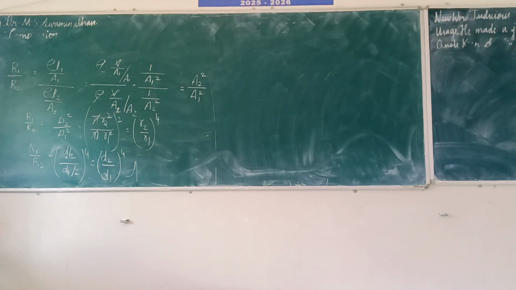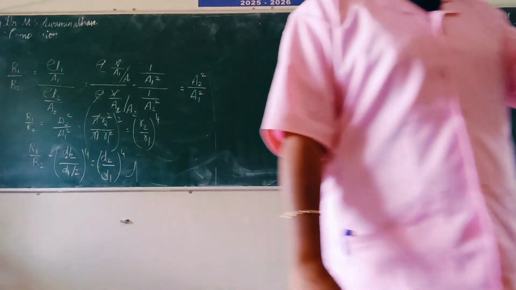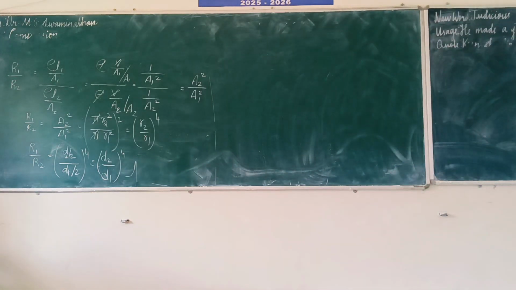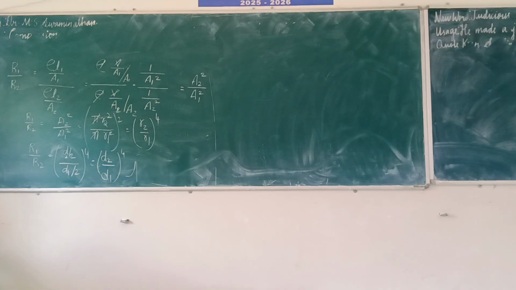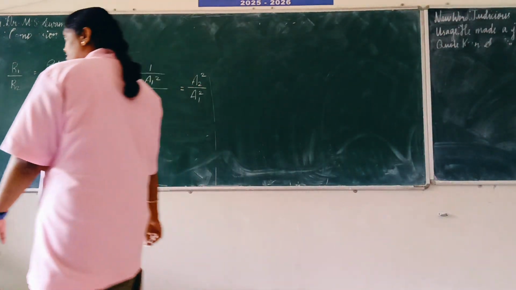Internal resistance? Within a resistor? Within a cell, exactly. So you have a battery with yourself, right? You have seen the battery, isn't it? What are all the things we have in a battery? Positive terminal and negative terminal.